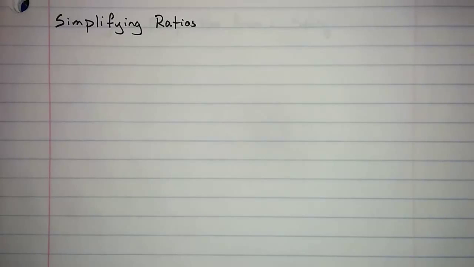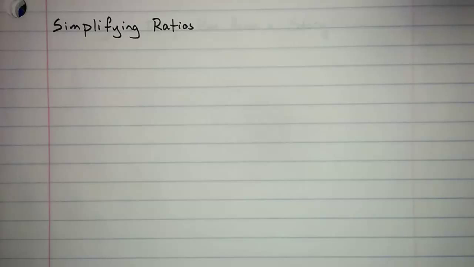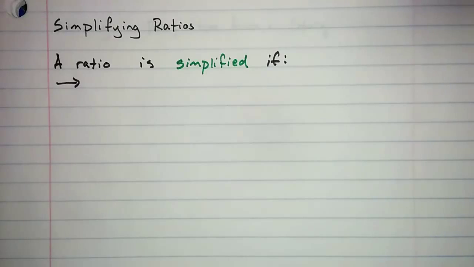So now we consider the question of simplifying a ratio. There are several things that we'll want to take into account in order to decide whether a ratio is simplified or not. What does it mean for a ratio to be simplified? Well, in a simplified ratio, we would like to be able to write the fraction notation as an ordinary fraction.